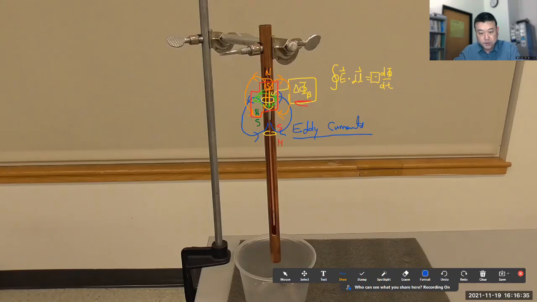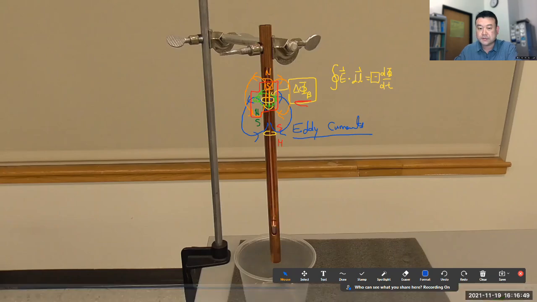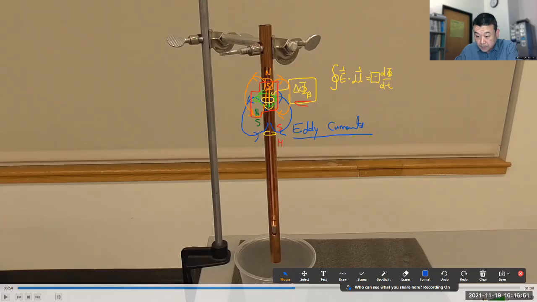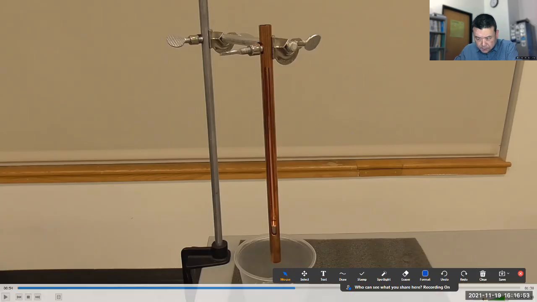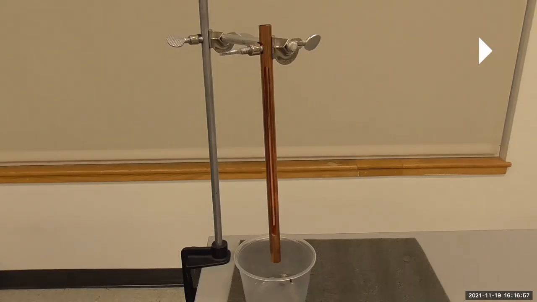So that's what this demonstration is showing. With these induced currents, the magnet is being slowed down, which is why you are seeing it takes so long to slide down that relatively short section of the copper tube. I think I had a couple more demonstrations with this video. Let me just play through.